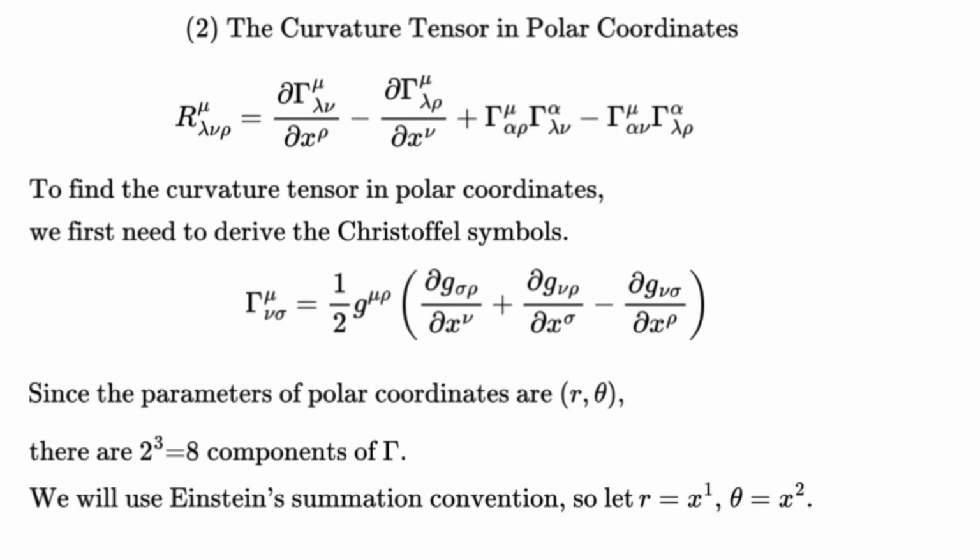(2) The curvature tensor in polar coordinates. To find the curvature tensor in polar coordinates, we first need to derive the Christoffel symbols. Since the parameters of polar coordinates are r, theta, there are 2 to the third power equals 8 components of gamma. We will use Einstein's summation convention, so let r equals x1, theta equals x2.